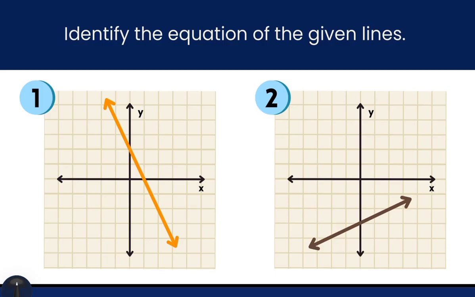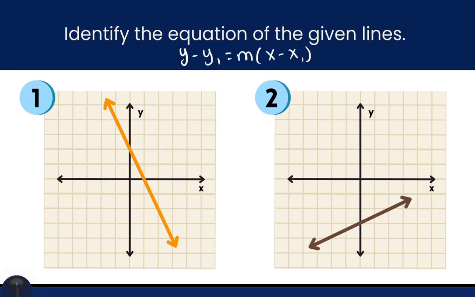So now take a moment to pause the video and work on the following problems. All it's asking you to do is to identify the equation in the given lines, and this will be in point slope form. So let's remember, our point slope form is y minus y1 equals m parentheses x minus x1. And when you're ready, unpause the video and let's work on them together.